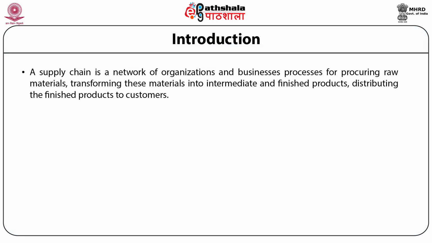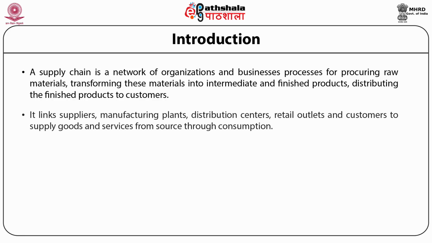A supply chain is a network of organizations and business processes for procuring raw material, transforming this material into intermediate and finished products, and distributing the finished products to customers. It links suppliers, manufacturing plants, distribution centers, retail outlets, and customers to supply goods and services from source through consumption.